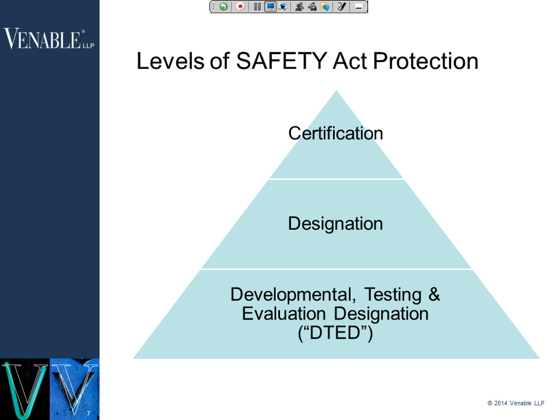Two of the levels are created by the statute: designation and certification. Designation is often called the lower level, and certification is the higher level, and we'll get into the differences, primarily around what's required and also the benefits. But the regulations also recognize a need for what's called Developmental Testing and Evaluation Designation, DTED.